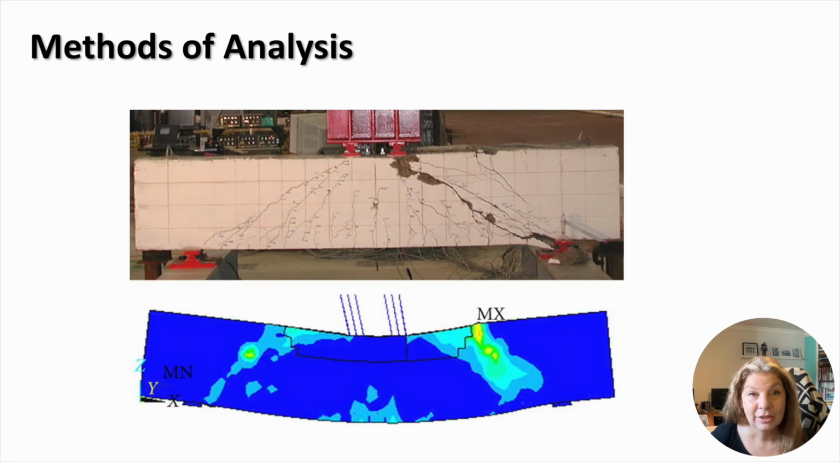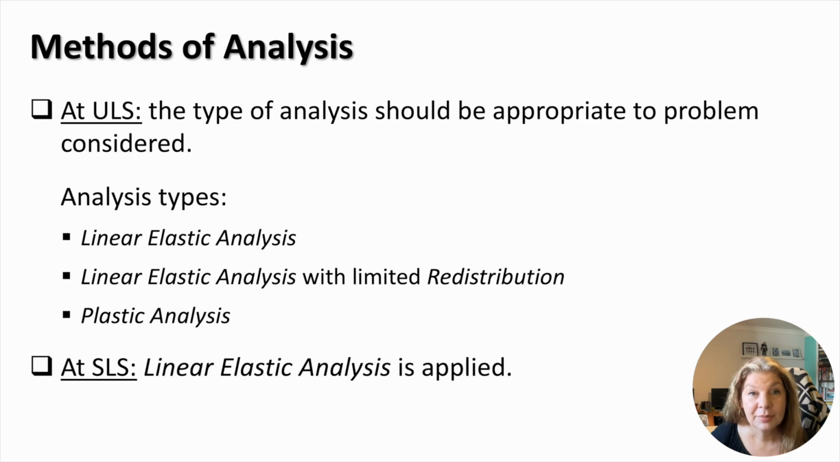And to end this lecture, we'll speak about the methods of structural analysis adopted by the Eurocodes at the ultimate and serviceability limit states. There are three types of structural analysis considered in the design to the ultimate limit state, and they include linear elastic analysis, linear elastic analysis with limited redistribution, and plastic analysis. Each analysis type should be appropriate to the problem considered. Only linear elastic analysis can be applied at the serviceability limit state.